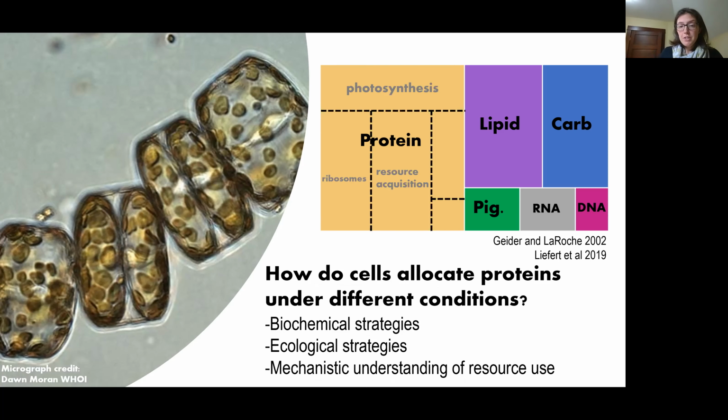Specifically, we're interested in looking at how the allocation of protein resources might change under different conditions. So how might protein allocation to photosynthesis, for instance, or ribosomes or resource acquisition change as a function of changes in environmental conditions? If we can figure this out, this will help us understand the biochemical strategies that help plankton succeed in the ocean, and give us some insight into their ecological strategies as well. And really what I'm most excited about is that it gives us this mechanistic understanding of how phytoplankton use resources.